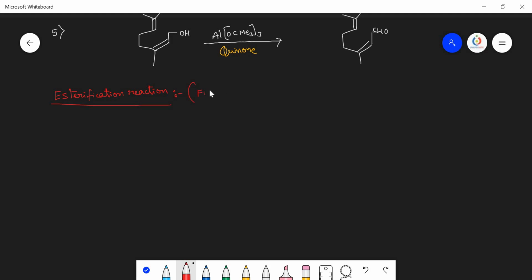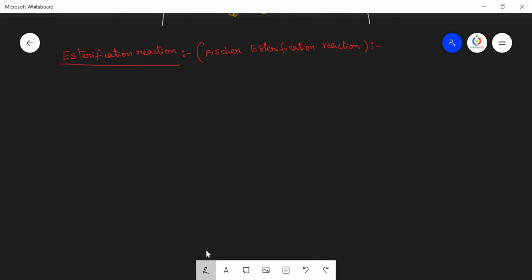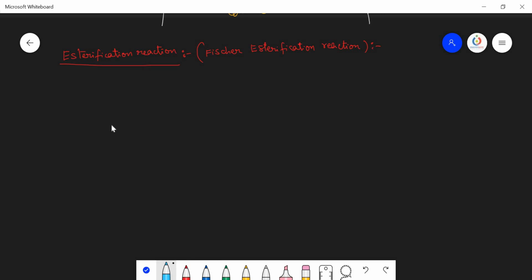This is also known as the Fischer esterification reaction. This reaction is so important because they'll ask the question based on the oxygen presence: which oxygen is left, which oxygen is still present.